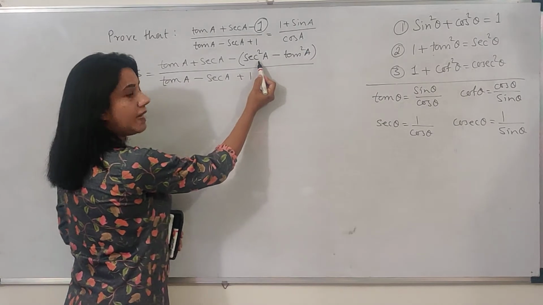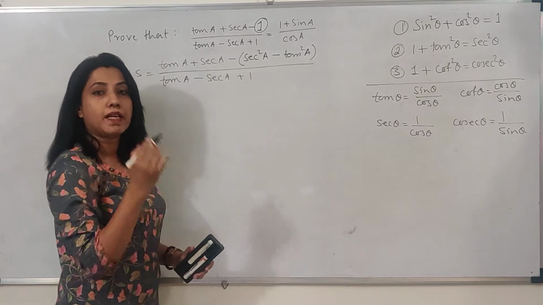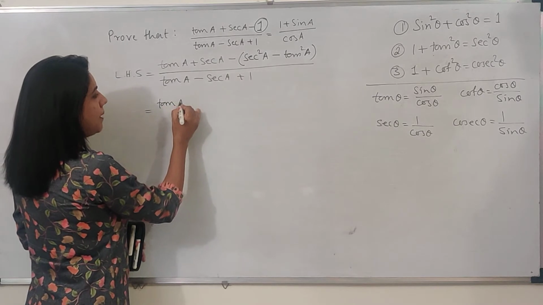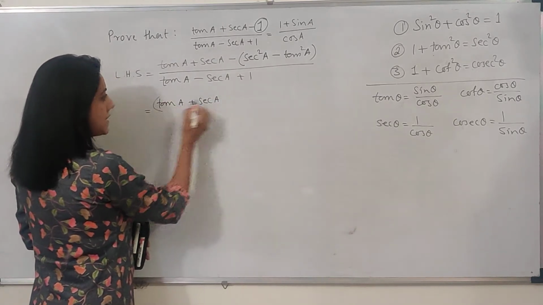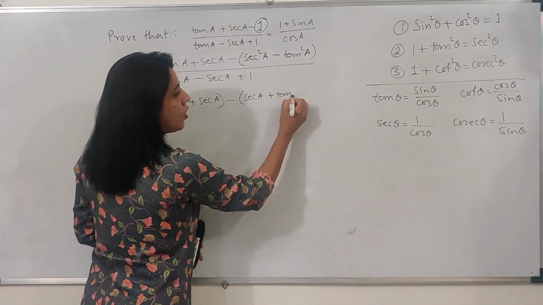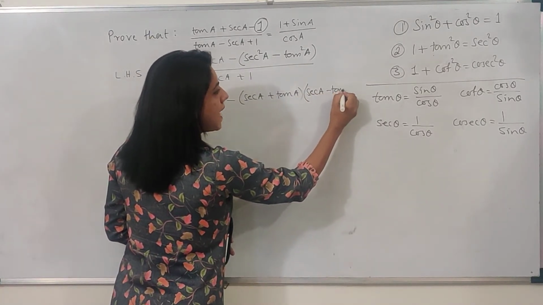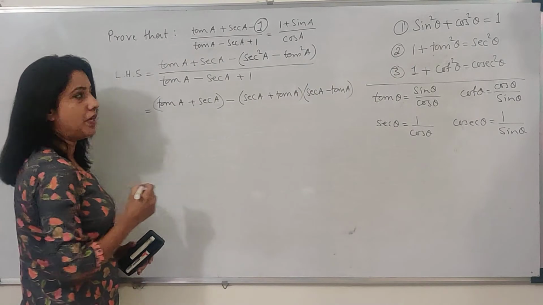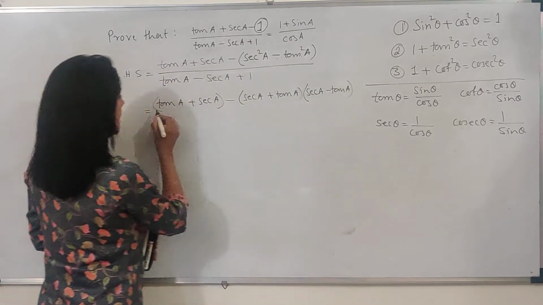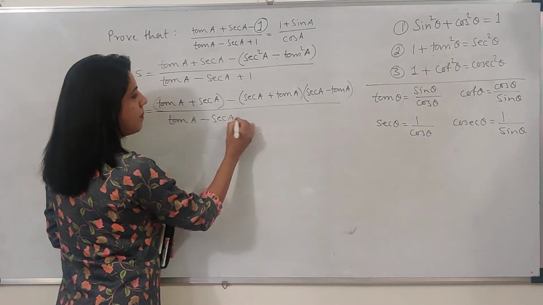Now see, this is my A square minus B square, and we have the identity for A square minus B square, that is A plus B into A minus B. So we are going to write that tan A plus sec A will remain as it is, minus this thing I am going to write now sec A plus tan A, which is my A plus B, into sec A minus tan A, which is my A minus B. So I wrote A square minus B square is A plus B into A minus B. The denominator I am going to continue with the same thing, tan A minus sec A plus 1.